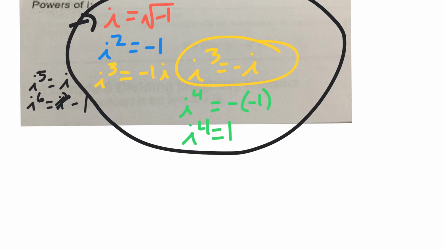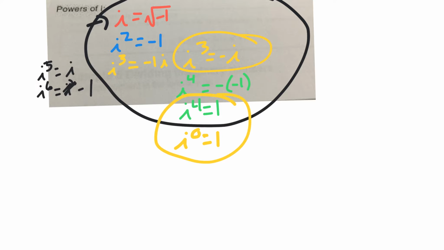Now, another way that you can write i to the fourth, that can also be written as i to the 0 power, because anything to the 0 power is 1, and that may be a little bit more beneficial for us.